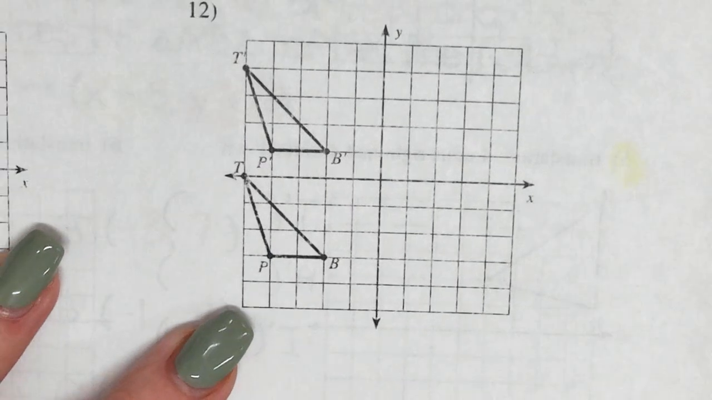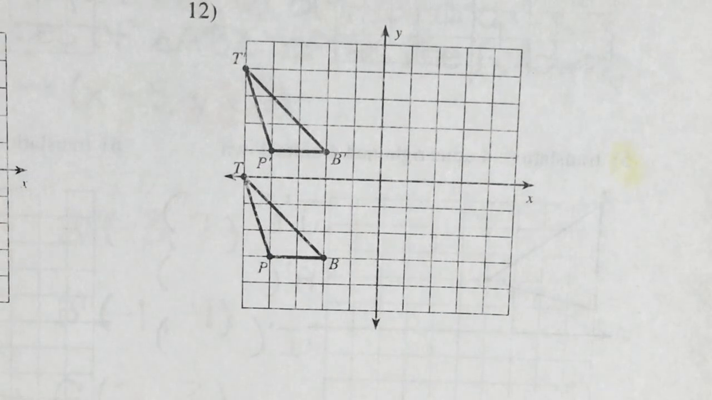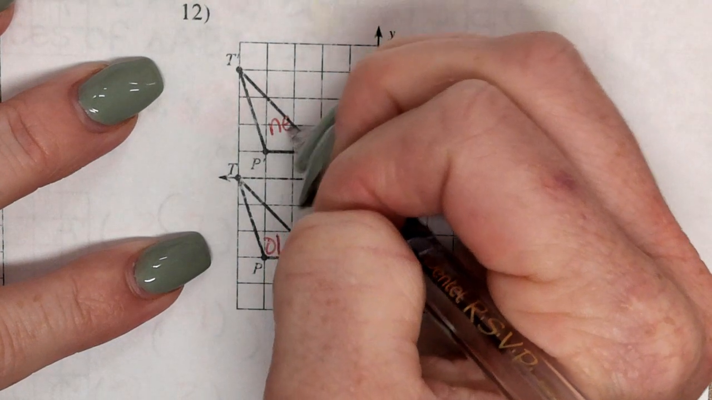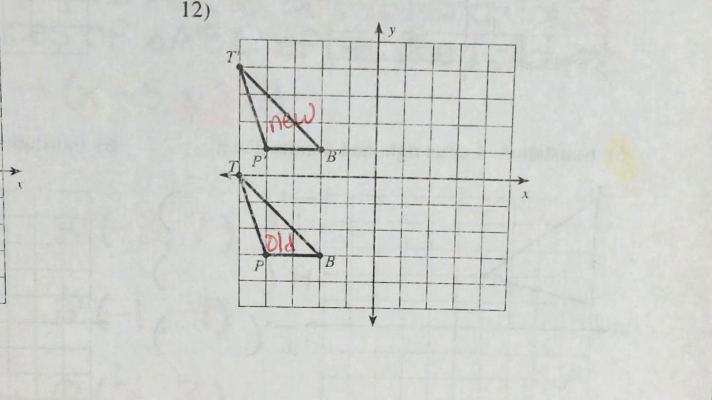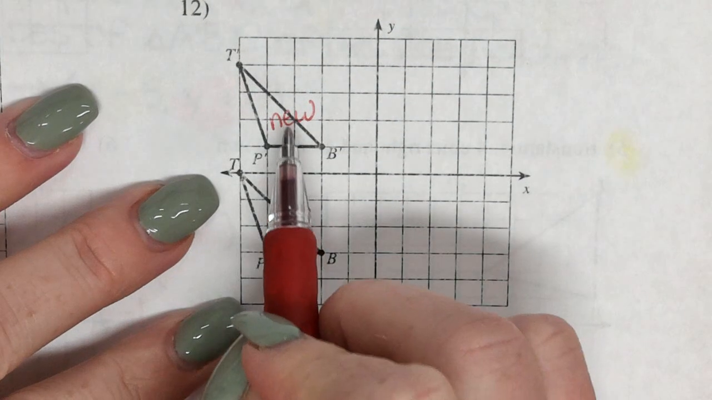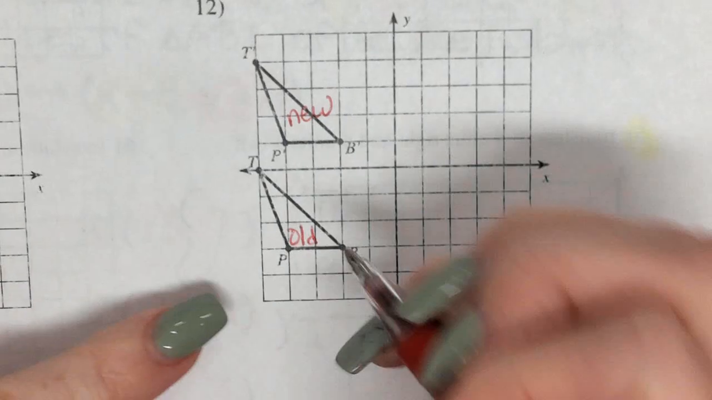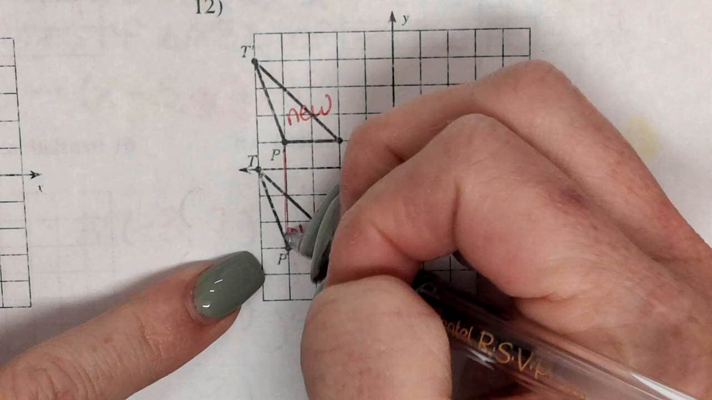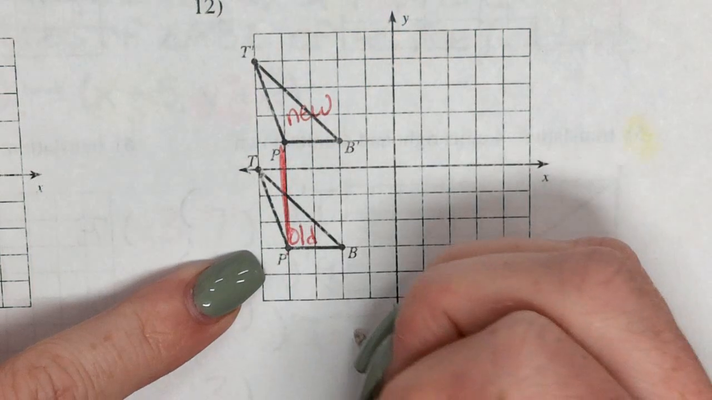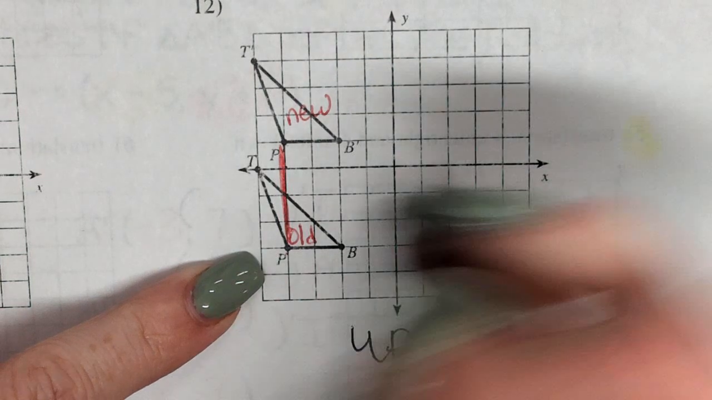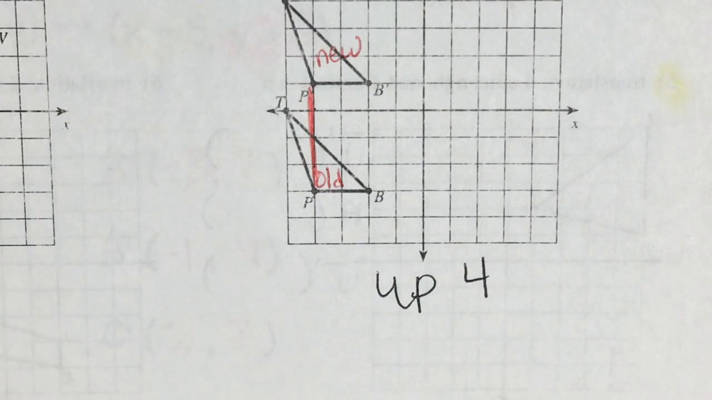How do I know which shape is the old shape? So this is old. There's no primes. So I have to figure out how did they move from the old shape to the new shape. And please label so that you're not going the wrong direction. From P to P prime, where did they go? They went up. How many? They went up 4. Did they go left or right? No. They just went straight up.